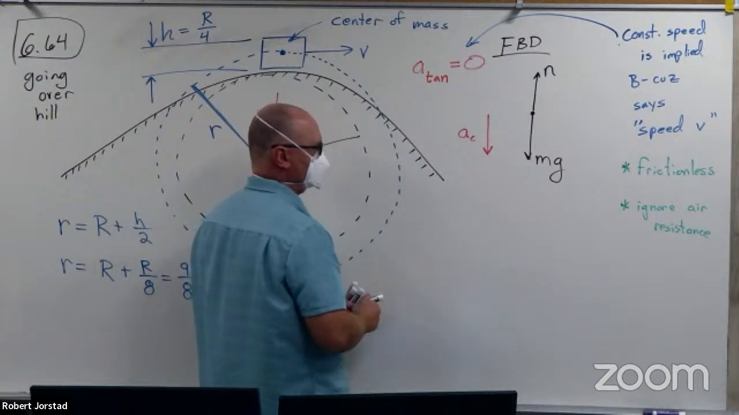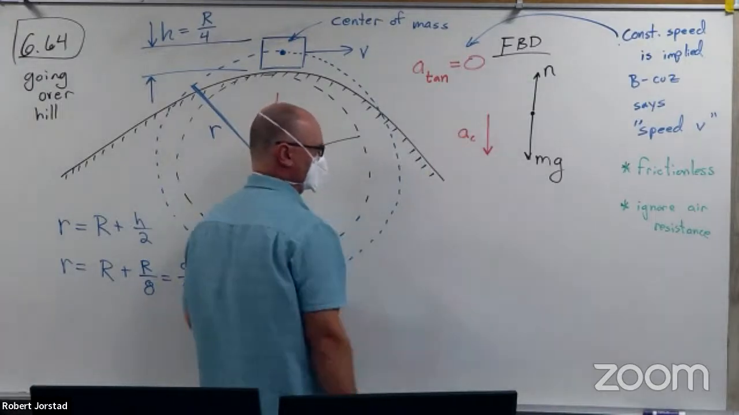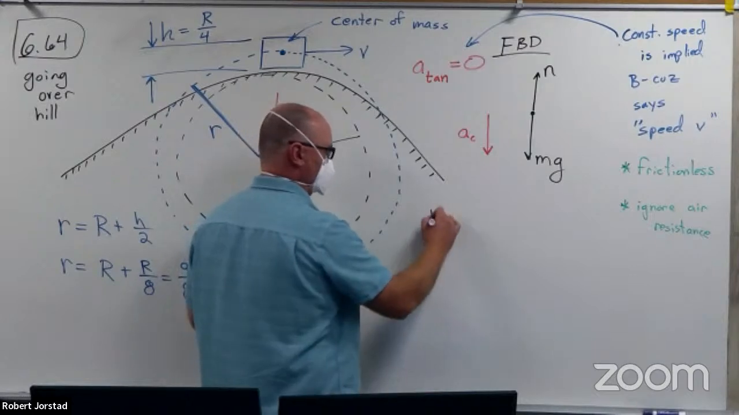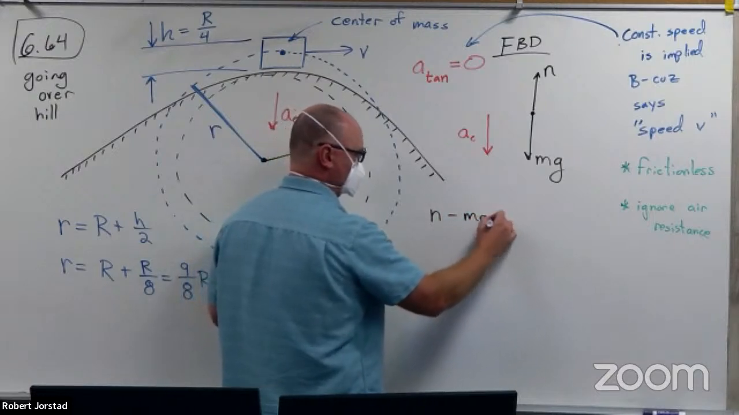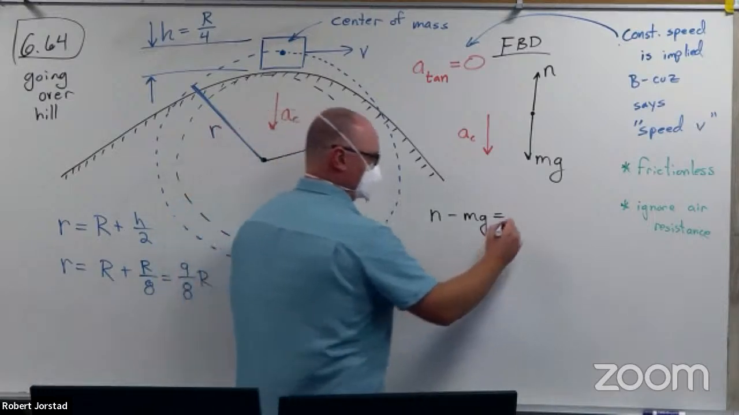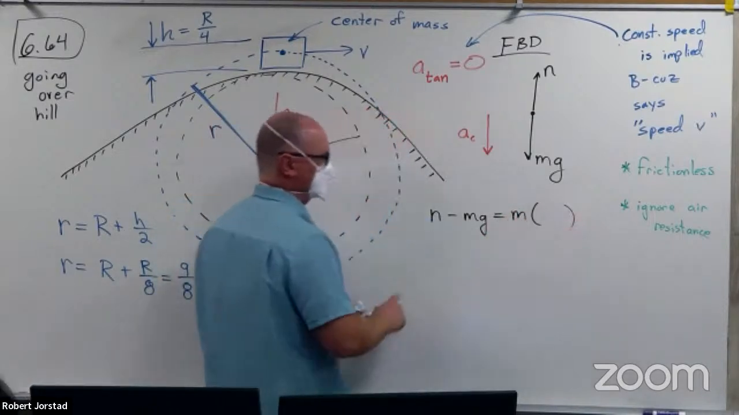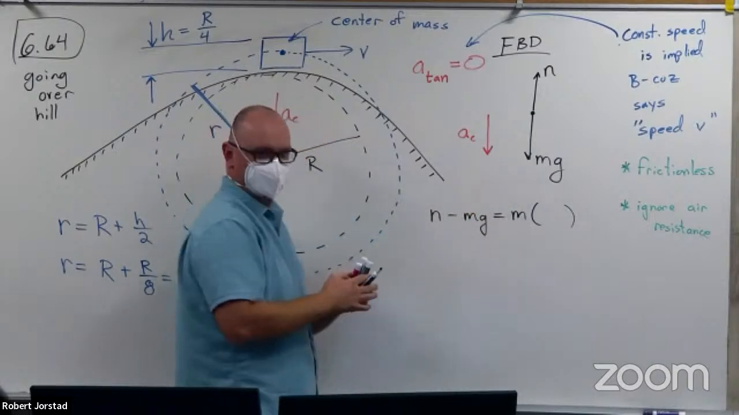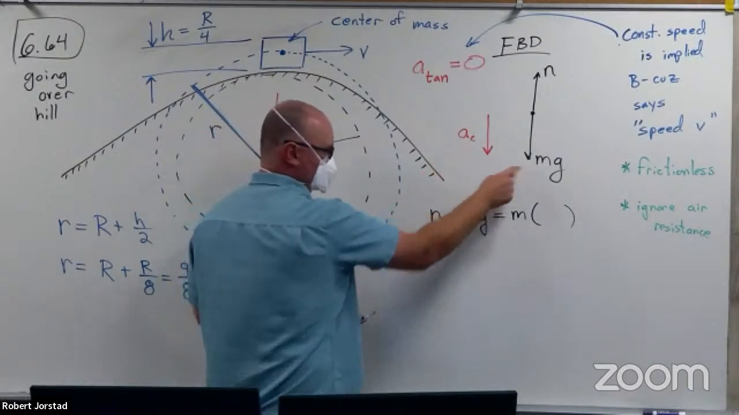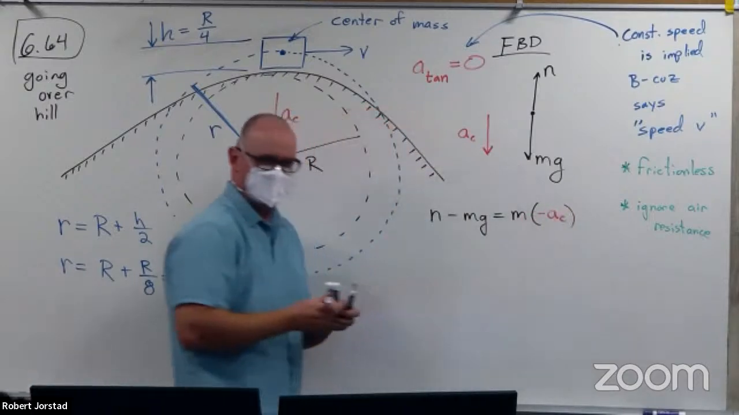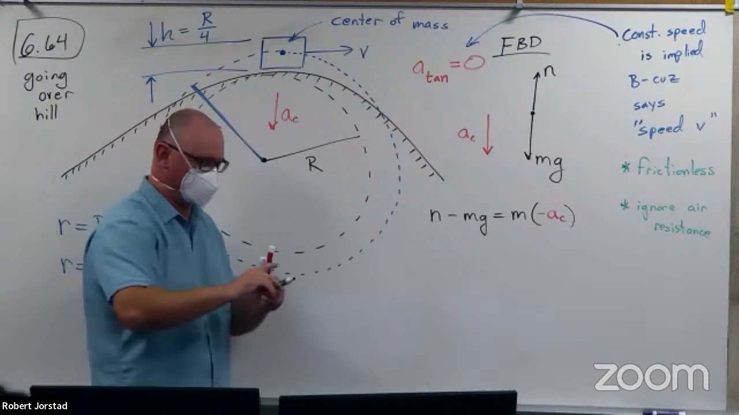Anybody? N minus mg. And I heard N minus mg. What does it equal? mac. Should be opposite, right? Yeah, these have to have the same sign, so you would say mg minus N. I forgot to write the negative. Yep, negative. Okay, Peter, what were you saying?